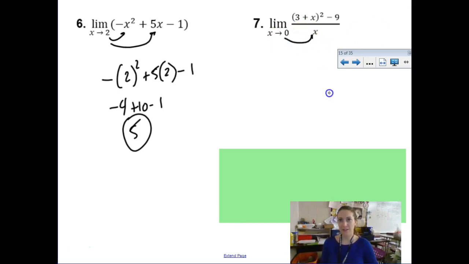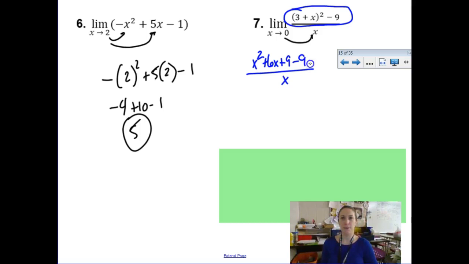Cannot just directly plug in a 0 because that'll be undefined. So let's kind of mess around with this numerator. If I expand 3 plus x squared out, that's x squared plus 6x plus 9. And then you still had a minus 9 right here.